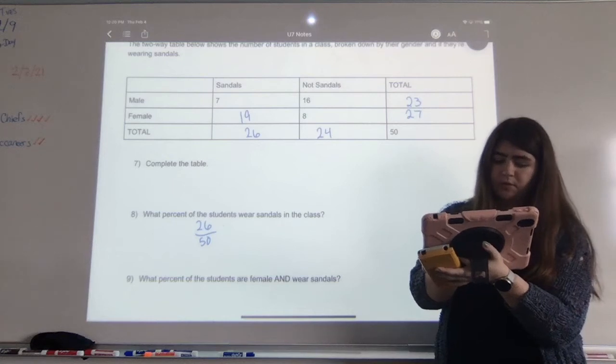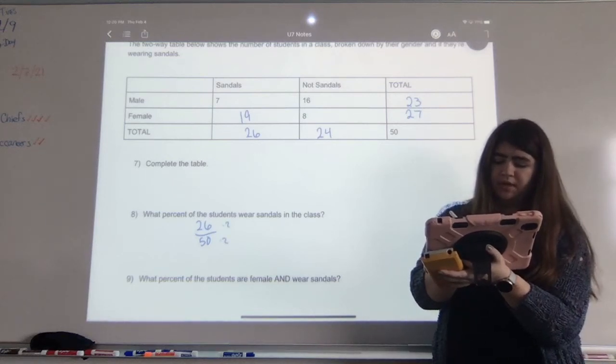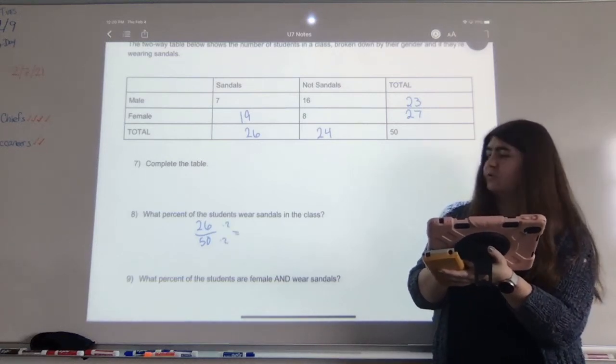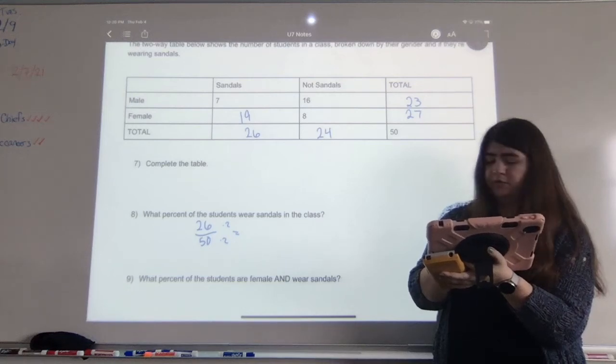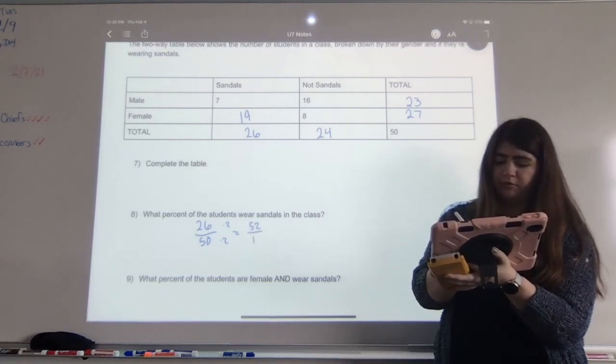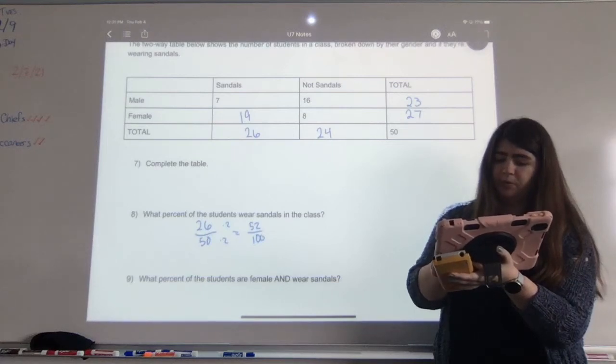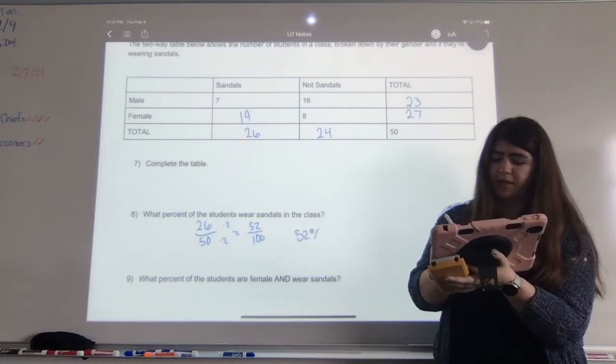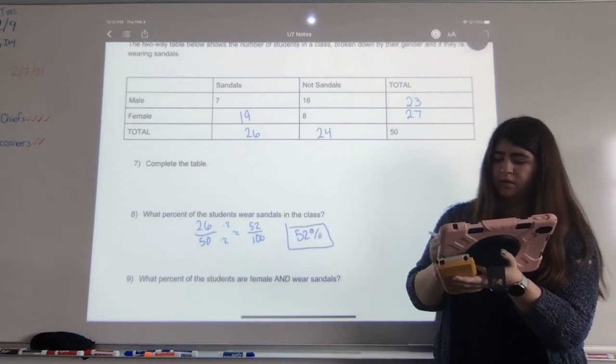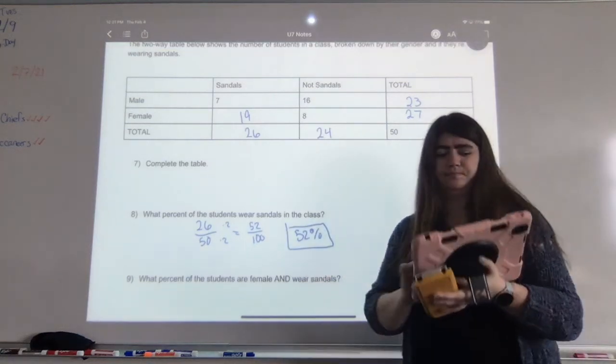So I'm going to multiply both of these by 2 just so you can see that in this example. So 26 times 2 is equal to 52 out of 100, which means that our percentage is 52%. So 52% of the class wears sandals. And again, that should be a complete sentence.